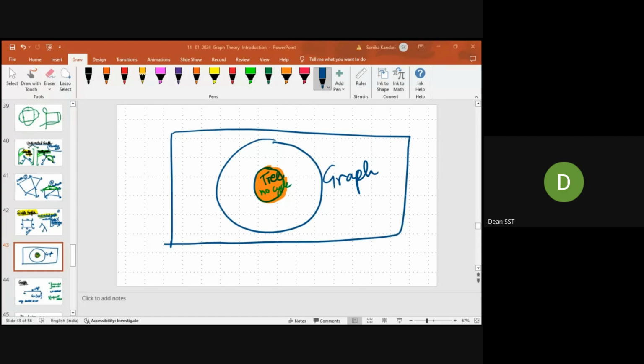Are you able to see the slide? Yes, ma'am. We were disconnected. We were on slide number 41 when it disconnected. Very good.